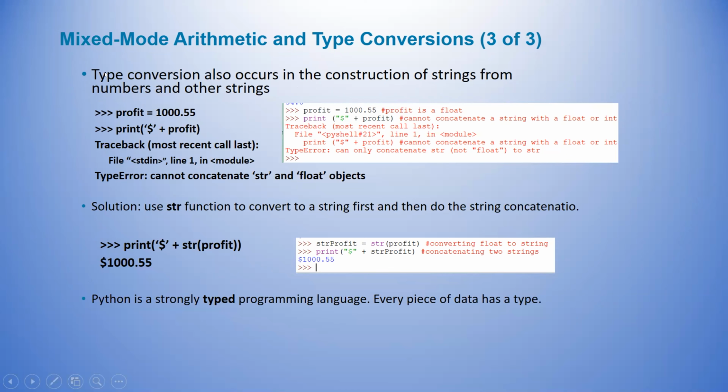Continued. Okay. Type conversions also occurs in the construction of strings from numbers and other strings. So let's see. Okay, when you say profit is this is obviously a float, right? And you say print, this is a string, concatenation, and the profit, it will not go. It will say type error, cannot concatenate string and float objects together. So this is a string object, this is a float object.